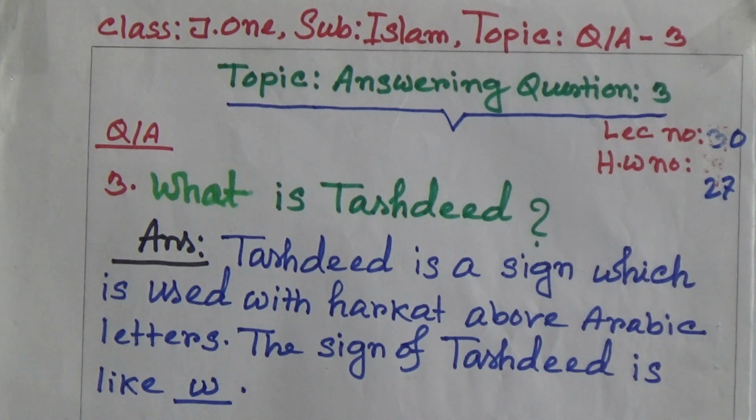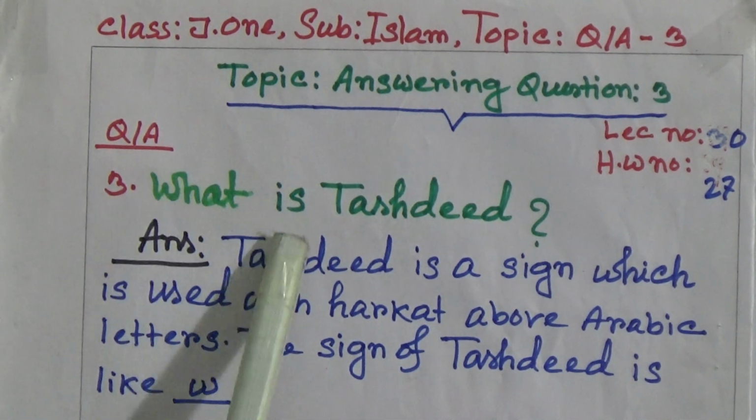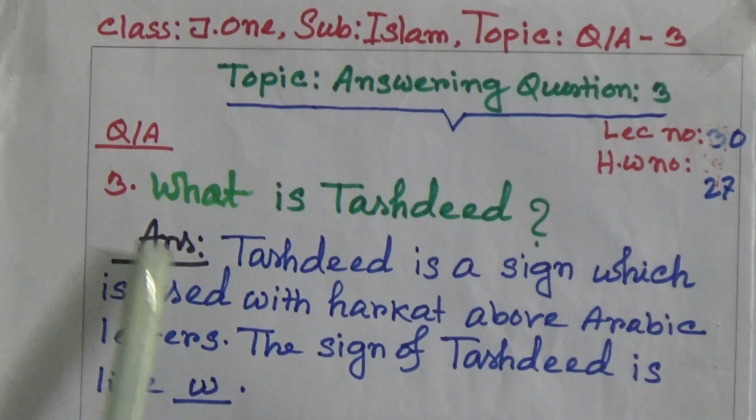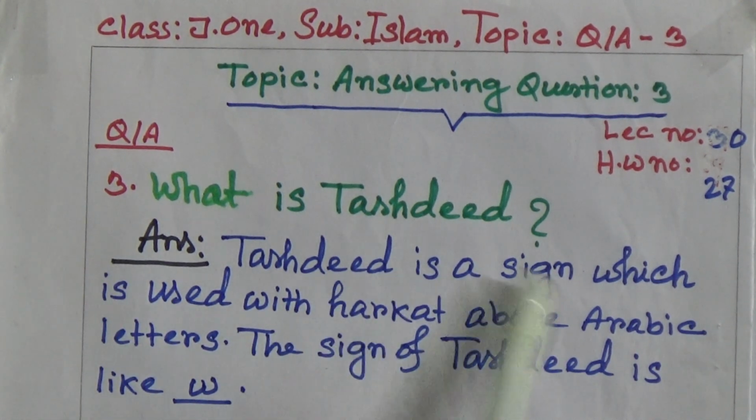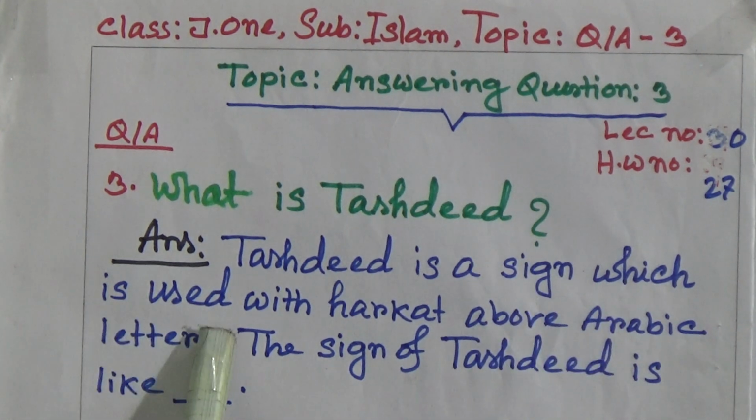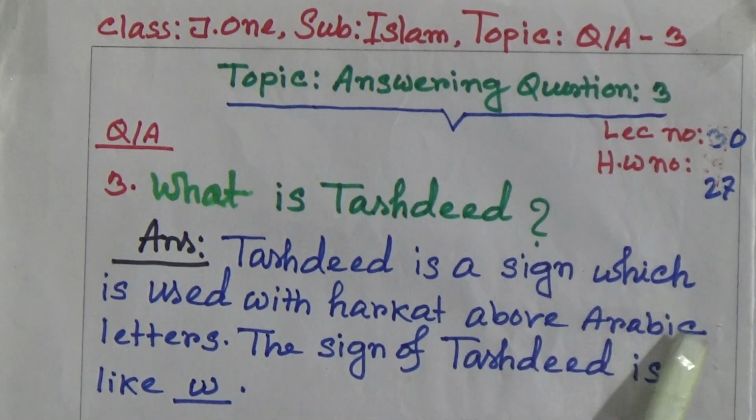Dear students, I repeat, what is tashdid? And the answer, tashdid is a sign which is used with harakat above Arabic letters. The sign of tashdid is like this one.